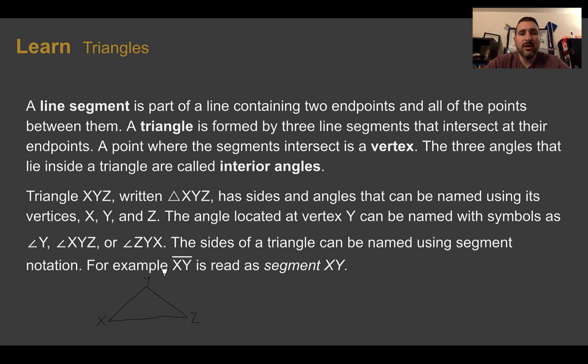So angle Y can be written with symbols, such as the angle symbol with a Y. Or we could say angle XYZ, where the angle that we're naming is the one in the middle, or ZYX. Again, the one that we're trying to call is in the middle. The sides can be named using segment notation. So if I wanted to name this side right here, that would be side XY, because it's between X and Y, and it would be read as segment XY, and we would write it with a little line over top.